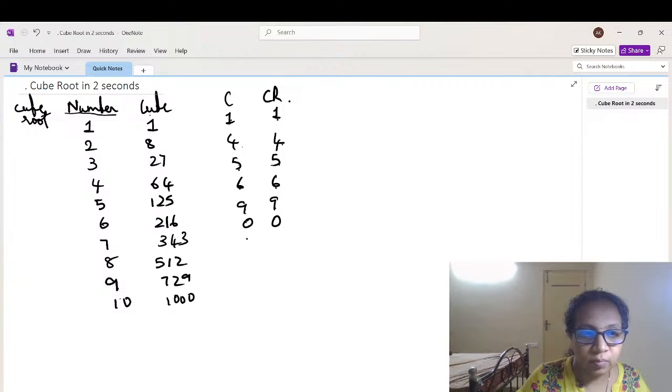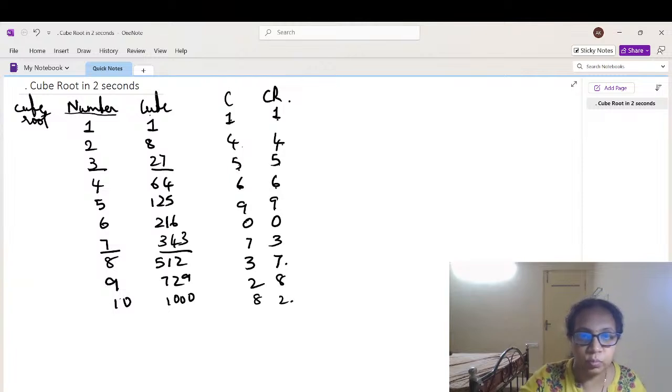When the cube of the number ends with 7, the cube root ends with 3. And when the cube of the number ends with 3, the cube root ends with 7. When the cube of the number ends with 2, the cube root ends with 8. And when the cube of the number ends with 8, the cube root ends with 2. Now let's look at a specific example.